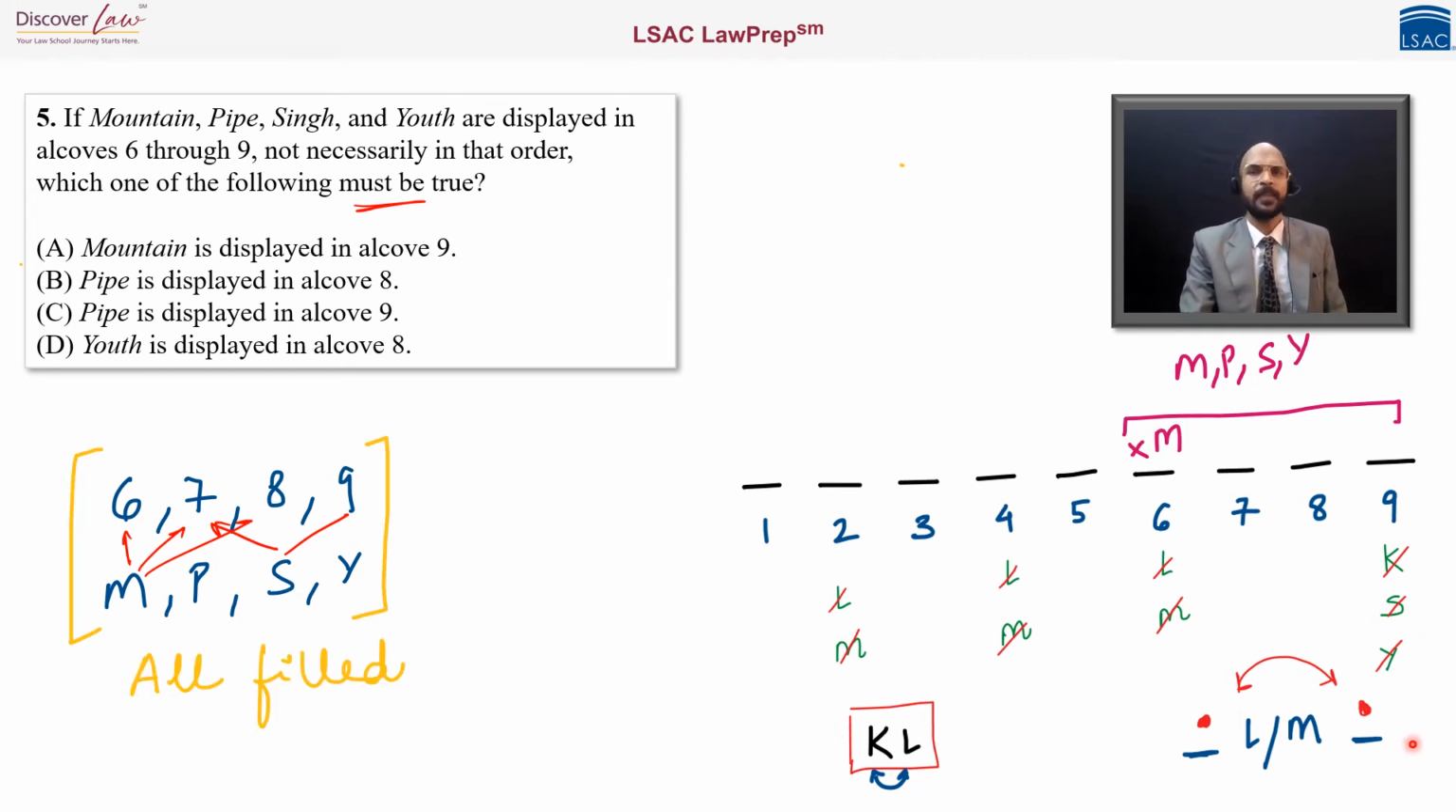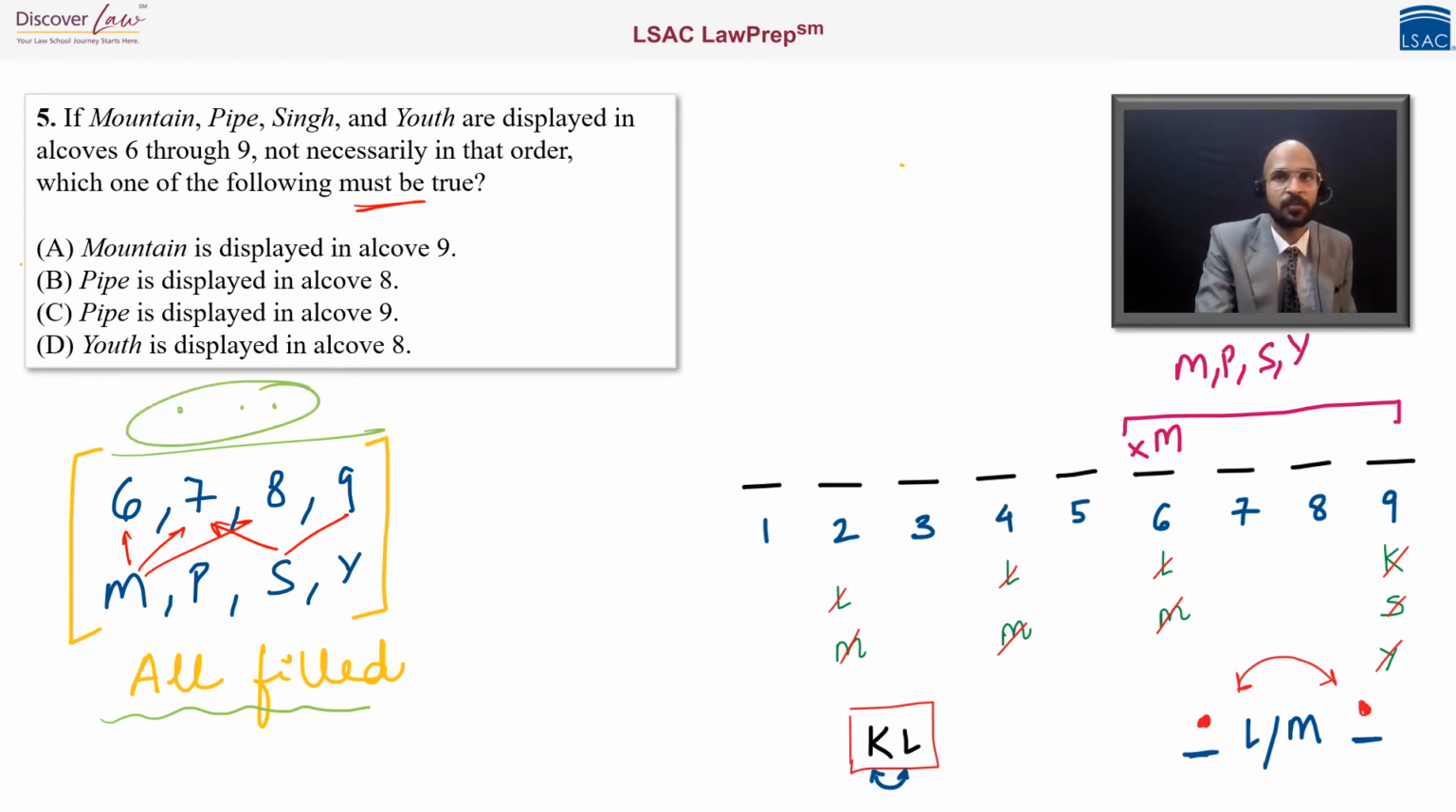Right. The next thing that you can see is that all of these 4 positions are filled, right? That means none of these 4 has an empty spot. Otherwise, you know that there are 3 empty spots out of the 9, right? But out of 6, 7, 8 and 9, there is no dot, there's no empty spot.